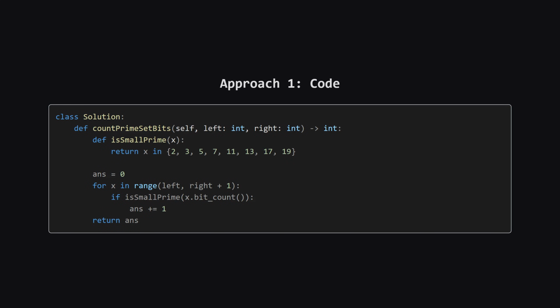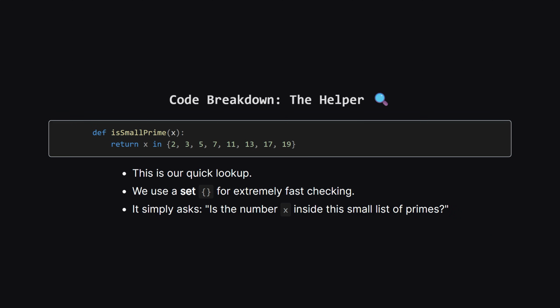Alright. Here is the Python code for this direct approach. It's surprisingly short. Take a quick look at it. And then we will break down exactly what the helper function and the main loop are doing on the next slides. First, let's look at the helper function called isSmallPrime.